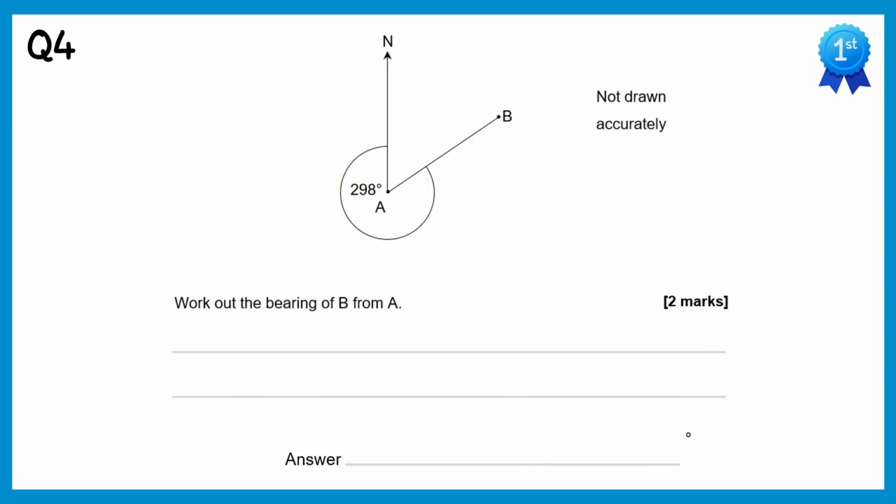For this question, we need to work out the bearing of B from A. So imagine you were stood at the point A, you were facing in a north direction, and you needed to turn clockwise so that you face B. You would turn through this angle here. So we need to find the size of that angle.